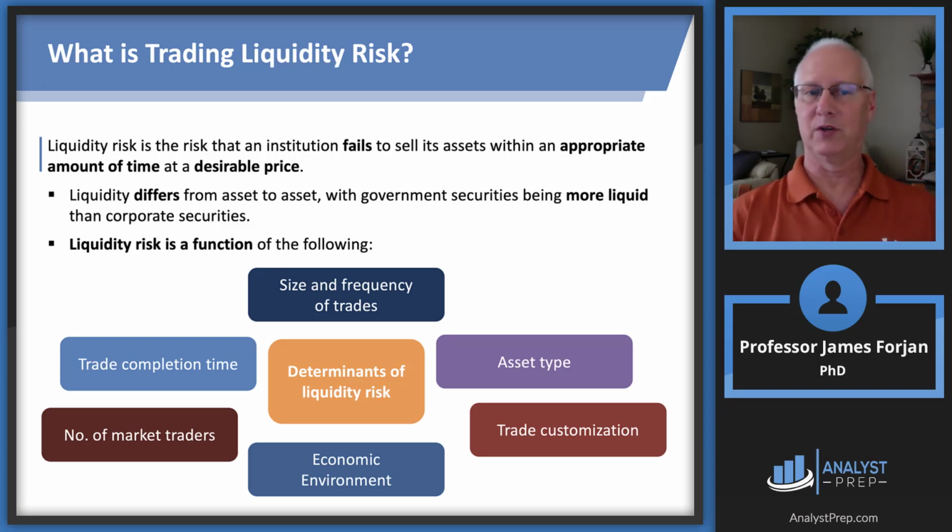Asset type, which we just talked about above, trade customization. Is this a standard contract, or does it have all these special details because the client has special needs? Of course, the economic environment, I always do this to my students. Is the economy going like this, or is the economy going like that? Is it contracting or expanding? Number of market makers, which will probably influence the trade completion time as well.